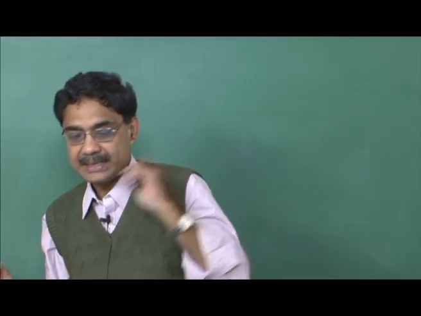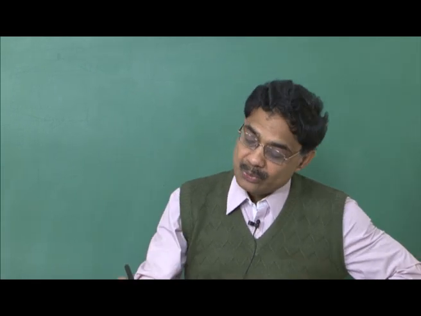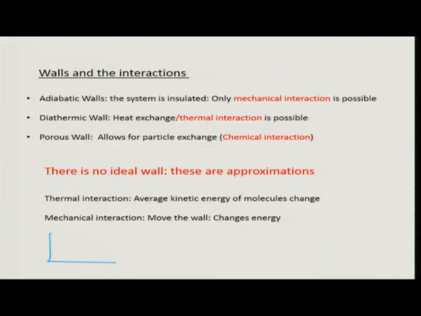Having said this, let us go to the walls. I told you I will be having a thermodynamic system and this thermodynamic system will be separated from the rest of the universe, or simply the universe as I will say it, and this is my system separated by a wall. Okay? These walls will determine what type of interaction exists between this system and the universe. First is adiabatic wall. What do you mean by an adiabatic wall? Let us come to this.